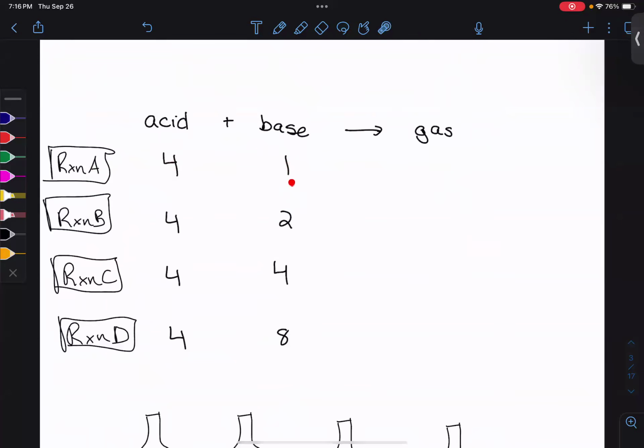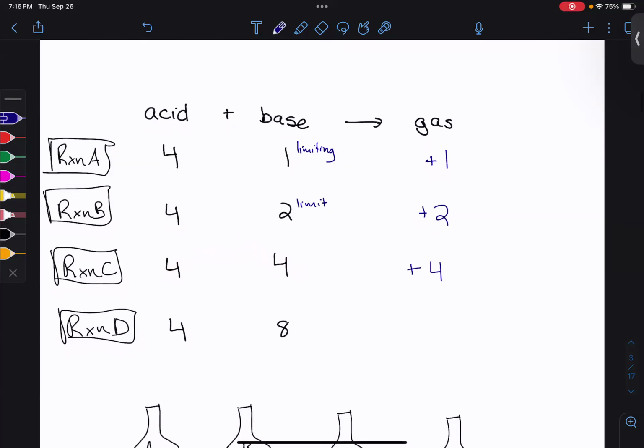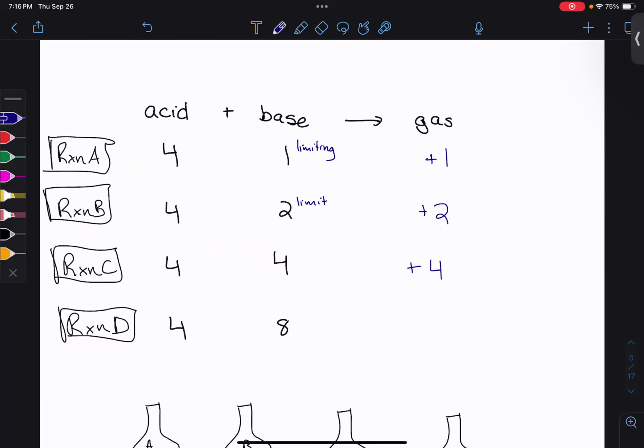So tell me, for reaction A, which reactant runs out first? Base. So this is the limiting reactant. If the base is the limiting, how much gas should we produce in this reaction? +1. Okay, in reaction B, what limits us, acid or base? Base. So how much gas will we make? +2. Okay, in reaction C, which one limits us? Neither of them. So this reaction actually fully reacts. Nothing limits us. So how much gas do we make? +4. What about the last one? Which one limits us? The acid.